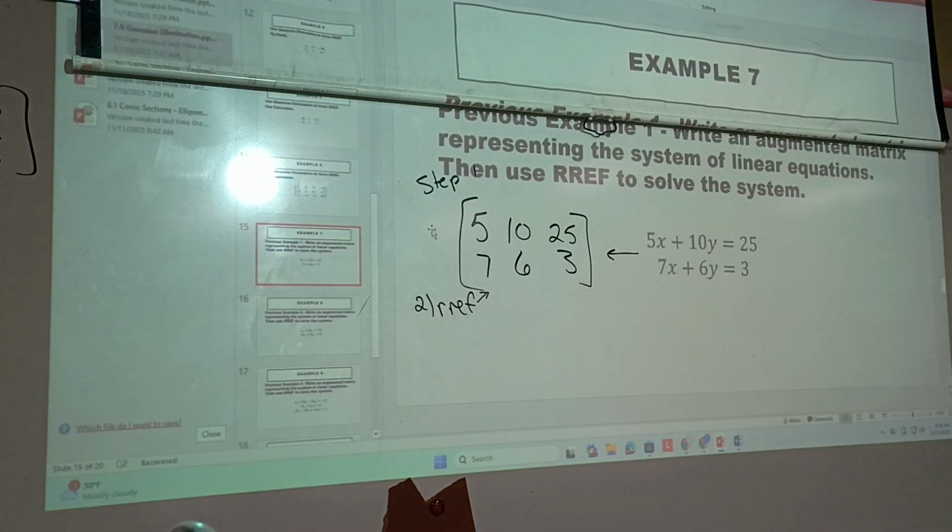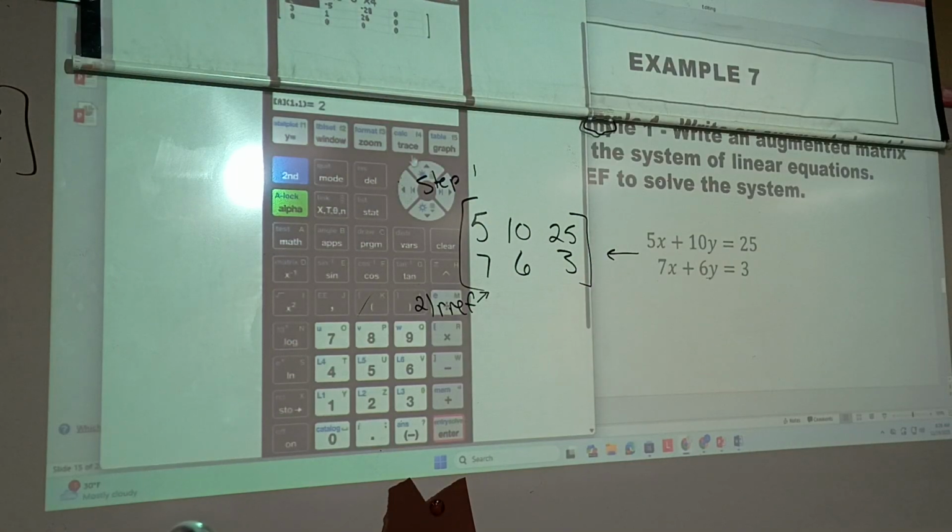So go ahead, grab out your calculators, plug in that matrix, and let's reduce it. Give it a shot. I'm going to try as well. Let's see if I know how to do this. It's my first day. What if everything I taught you is wrong? You guys don't even know I make the keys. Yeah, basically. So 5, 10, 25, 7, 6, 3. Yep, get that typed in, get it reduced. See what it looks like.